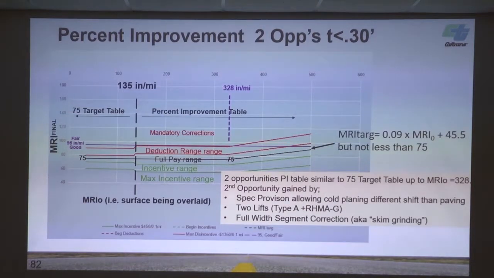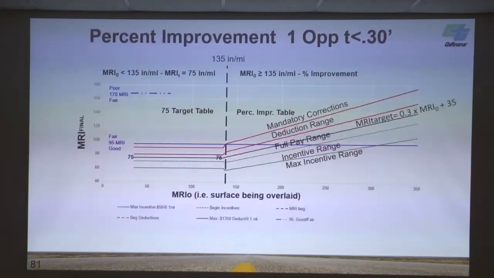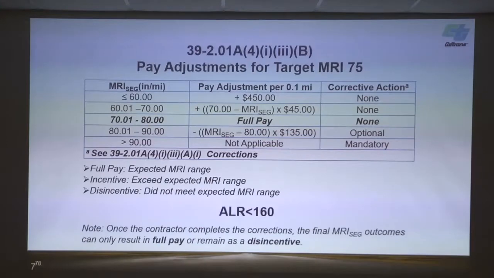Pete: How do you guys define mandatory correction? What is that exactly? Okay, the question is, how do we define what a mandatory correction is? When you go to our tables, that's the highest MRI value that you can have that's acceptable. So if we have a 75 target table, where we're doing a single lift, a layer that's less than 3/10, our mandatory correction level, you go to our table, it's 90. That 90 value is the mandatory correction level.